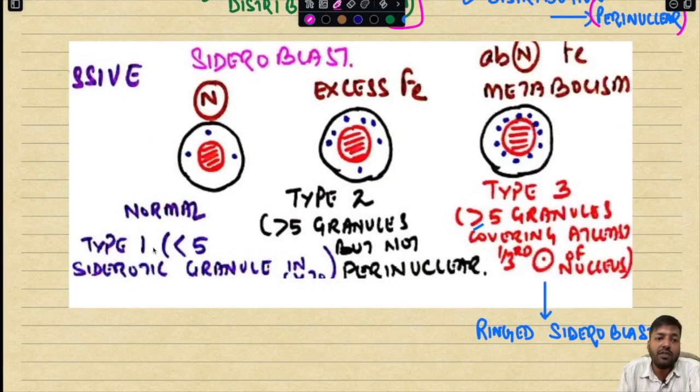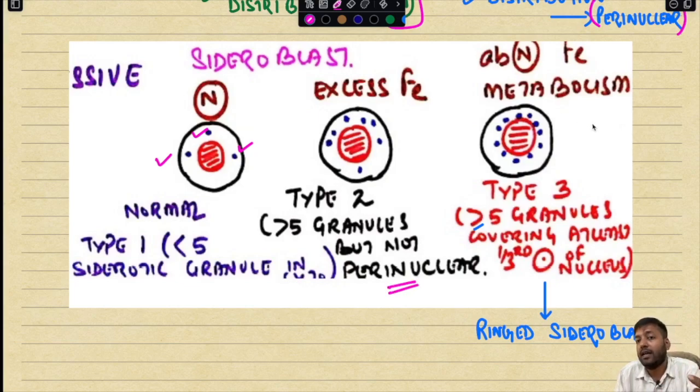I am going to show you with the help of this diagram. Normally, in the type 1 sideroblast, there are fewer than 5 siderotic granules in the cytoplasm, as we can appreciate here. They are faint, scattered, and not very large. But the type 2 granules are much larger and more numerous compared to type 1. Again, just like type 1, they are scattered. So there are more than 5 granules, but they are not perinuclear. The distribution is not around the nucleus; they are scattered.